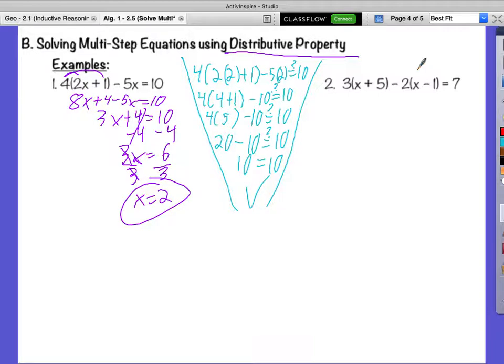Okay, guys, let's talk about this one up here. Yes. Okay. 3 times x is... 3 times 5 is... Almost said it. 15. Okay. Here we have to be careful with this negative.